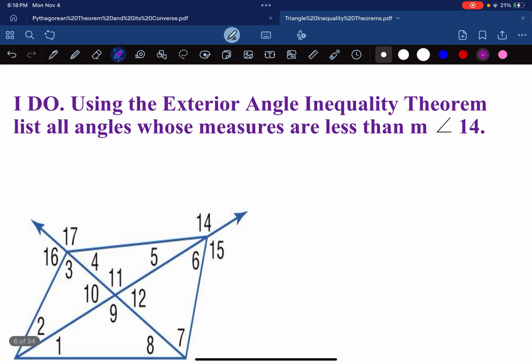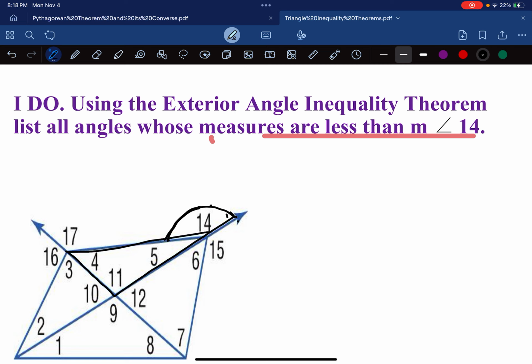So for example, if we're trying to find the measure of angles that are less than 14, I'm going to look at my angle 14. I am going to create my straight line to get the triangle. And this is my triangle. Now, which angles would I have added to get 14? Well, that would be 4 and 11, which means angle 4 and angle 11 are less than angle 14.